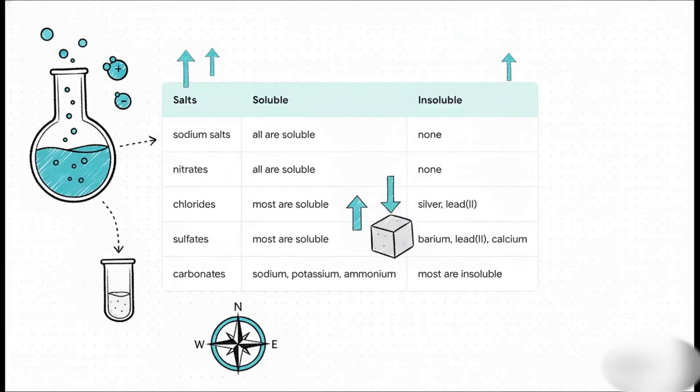So how do you answer that question? You don't guess. You use a trusty solubility table, just like this one. Chemists pretty much have these rules memorized. For instance, you want to make any sodium salts or any nitrate? Look at the chart. All soluble, no exceptions. But what if you want to make, say, barium sulfate? You check the chart and boom, it's insoluble. This table right here, it's the map.